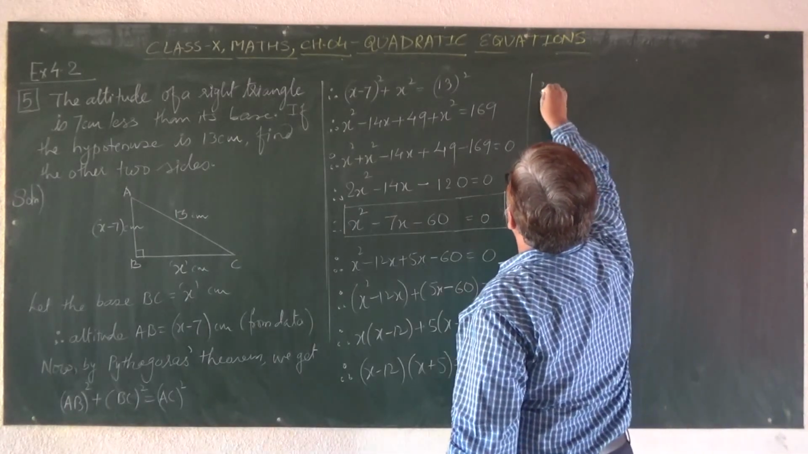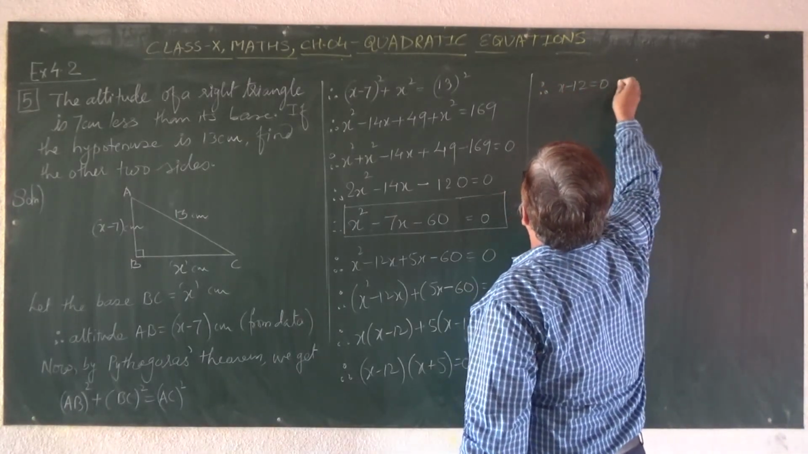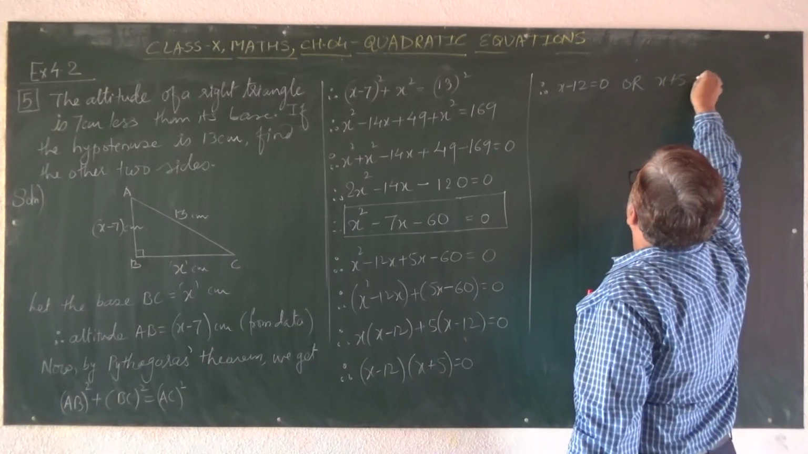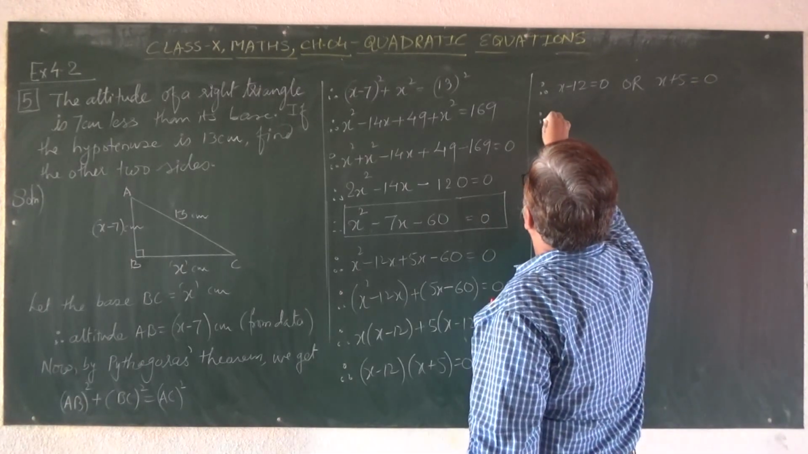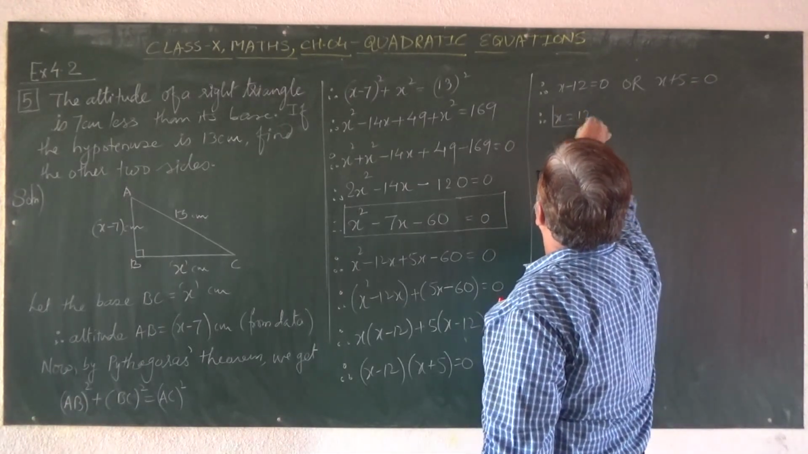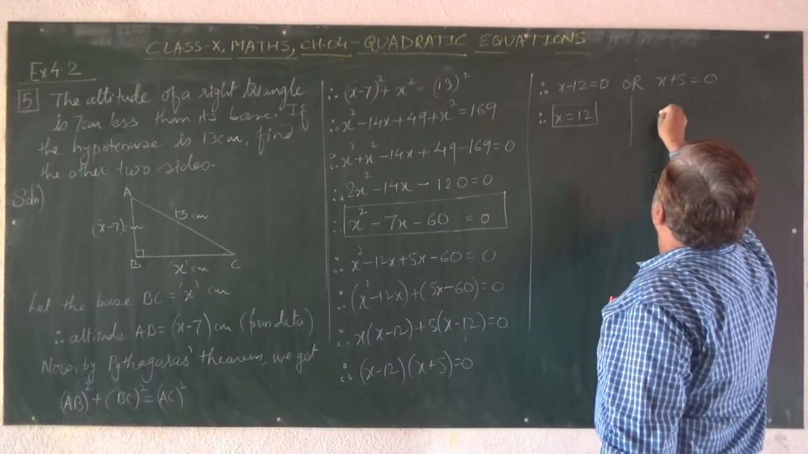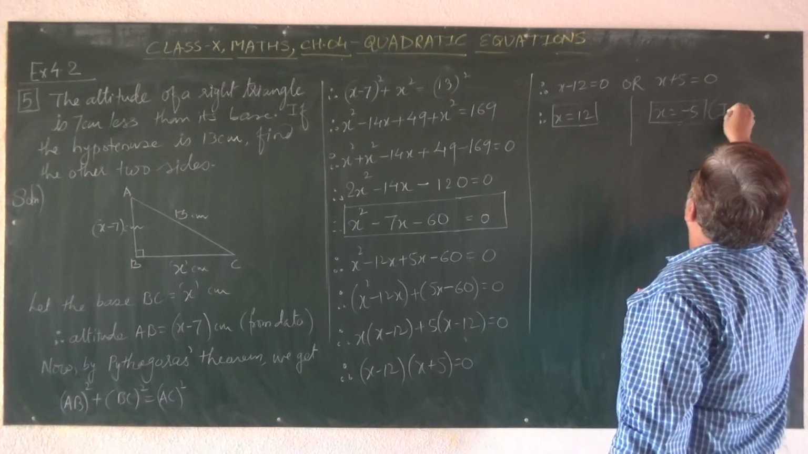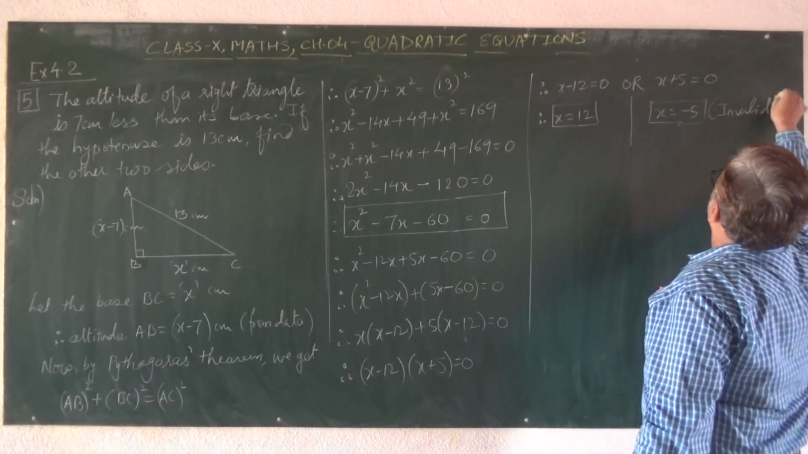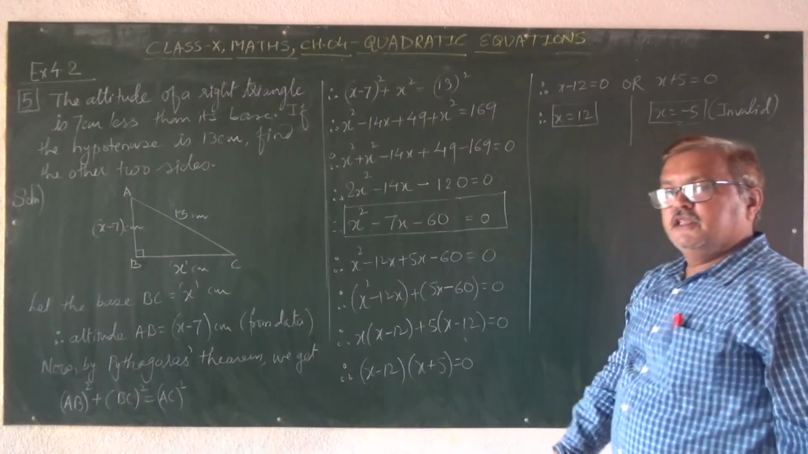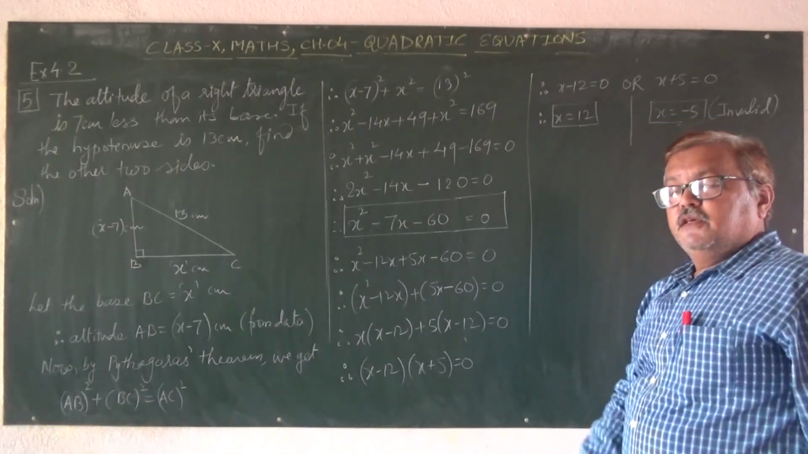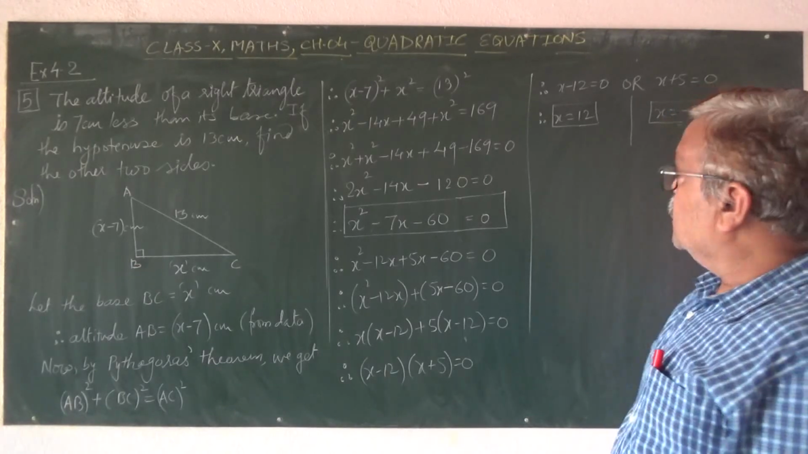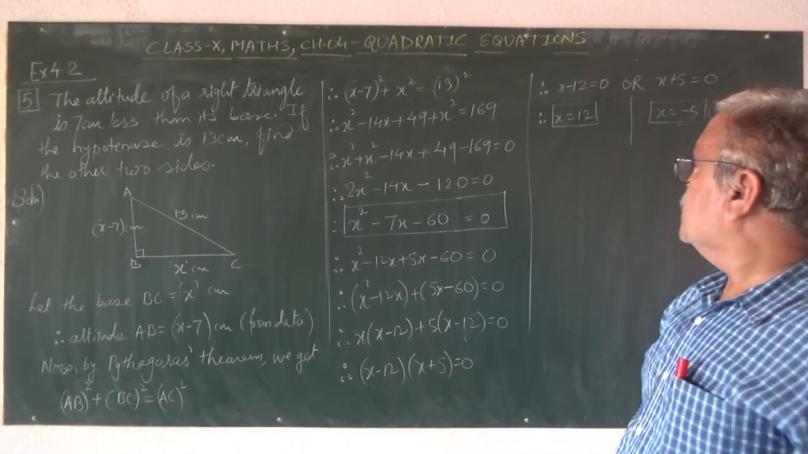Therefore, x minus 12 is equal to 0 or x plus 5 is equal to 0. Therefore, x is equal to 12 and x is equal to minus 5. It is invalid because it is a base, and we are measuring the length of the side BC. Length can never be negative. So x is equal to minus 5 is invalid.